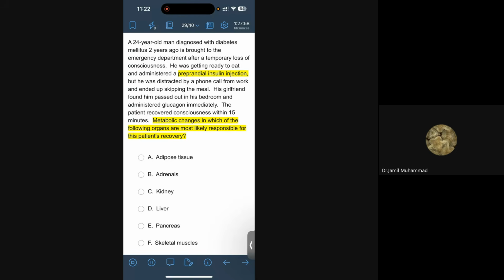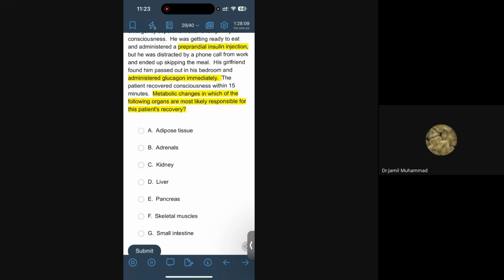His girlfriend found him passed out in his bedroom and administered glucagon immediately. The patient recovered consciousness within 15 minutes. How does glucagon increase the glucose level?